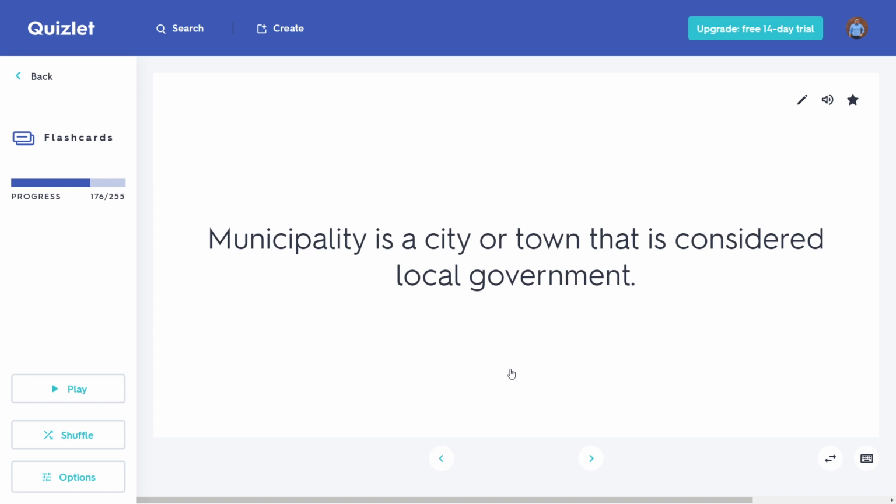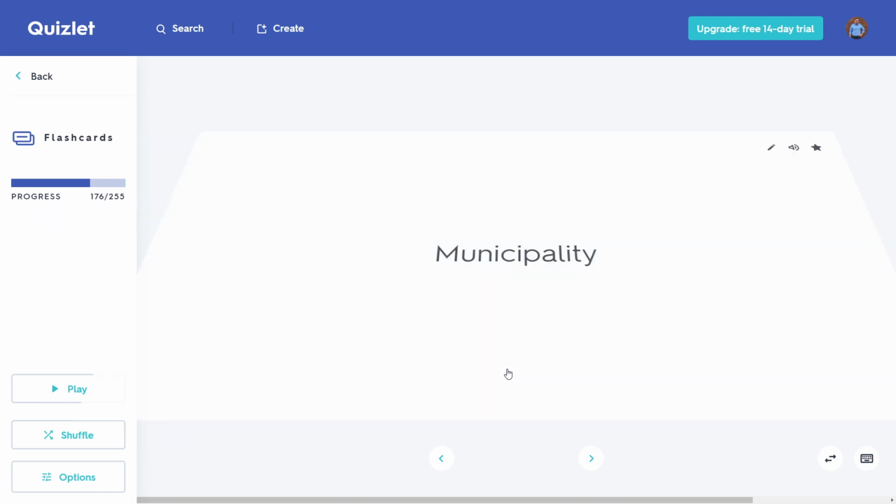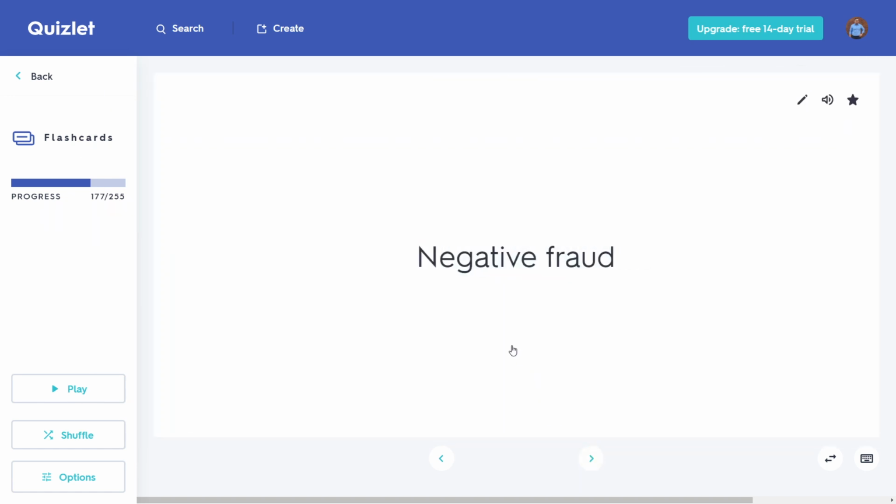I'm sorry. All right. All that is, is a city or town that is considered local government. Simple as that. Why do you need to know this? Well, you need to be familiar with your local governments, not just your state government and the federal. Okay, next one, negative fraud. What is negative fraud? So here's some time to think this one over.